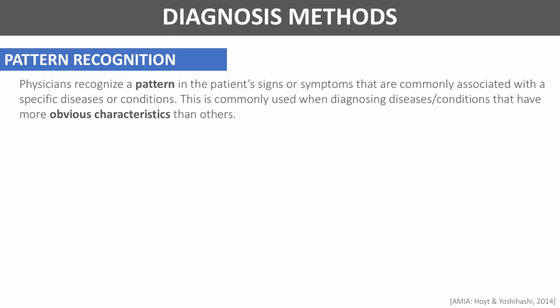So what does this diagnosis process look like? Well, there are three common methods of diagnosis. The first is based on simple pattern recognition. This is where physicians will gather data about a patient's signs and symptoms and start to notice a pattern that's related to a specific disease or condition.